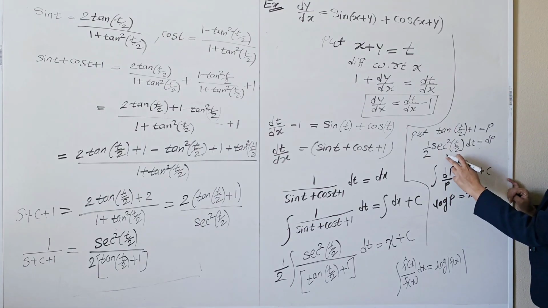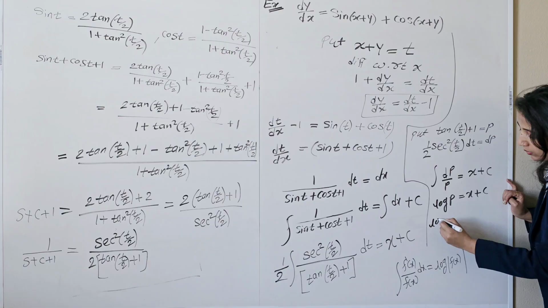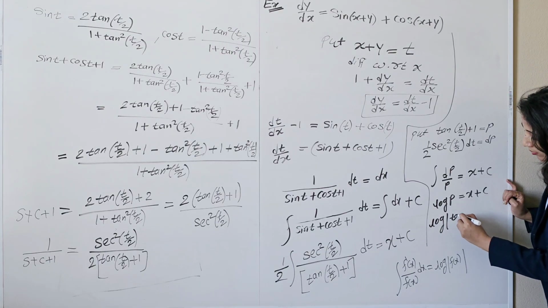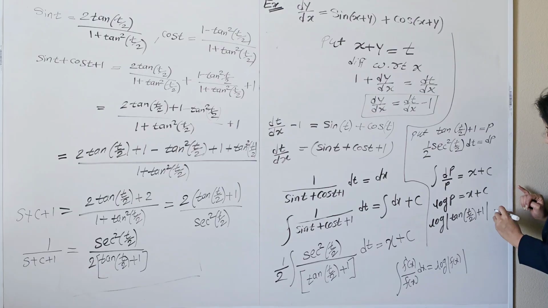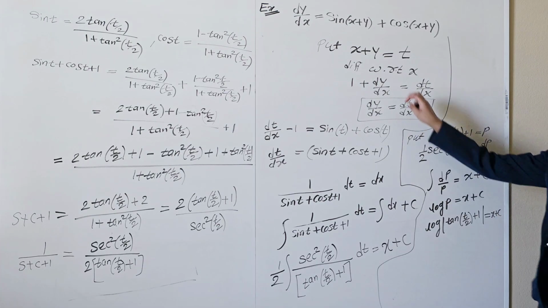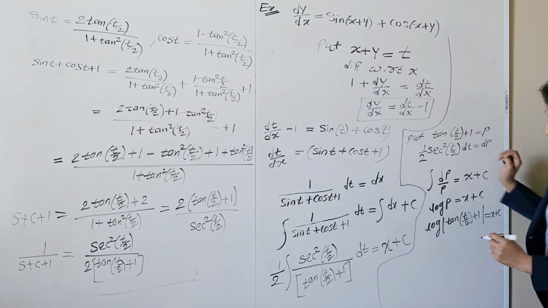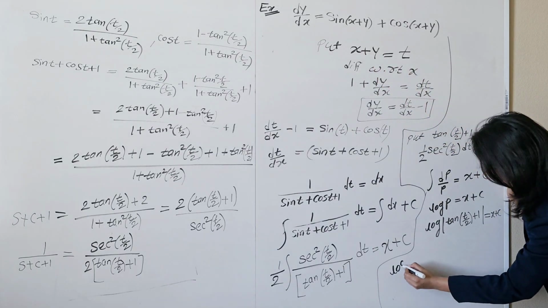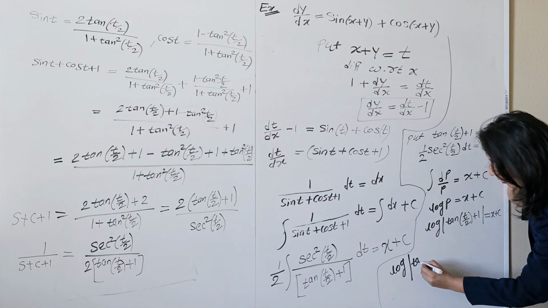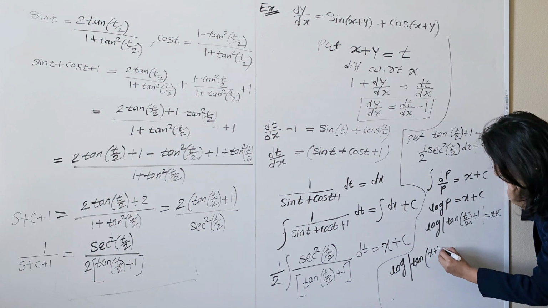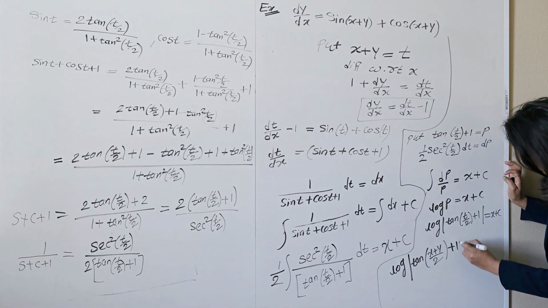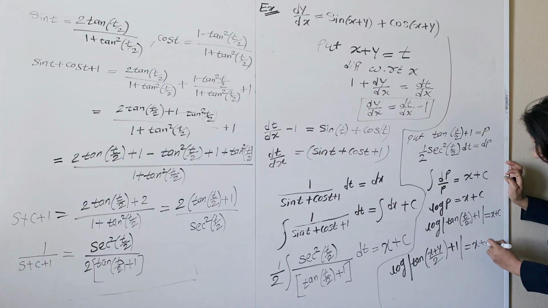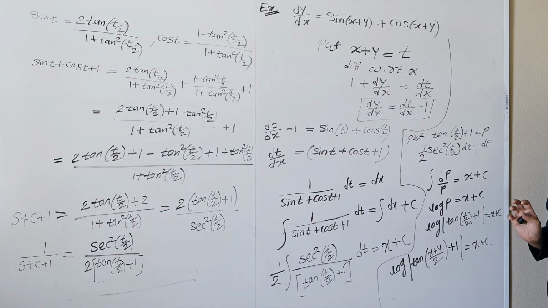Put the value of p, which is tan(t/2) plus 1, equal to x plus c. Now put the value of t here; t is actually x plus y. So here log of tan((x+y)/2) plus 1 equals x plus c. In this way you have to solve this question.